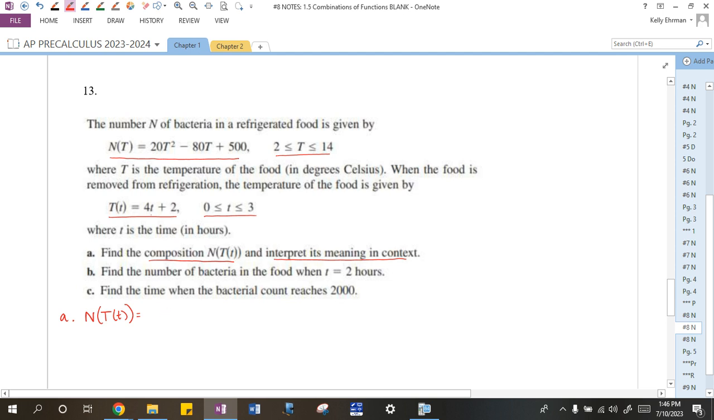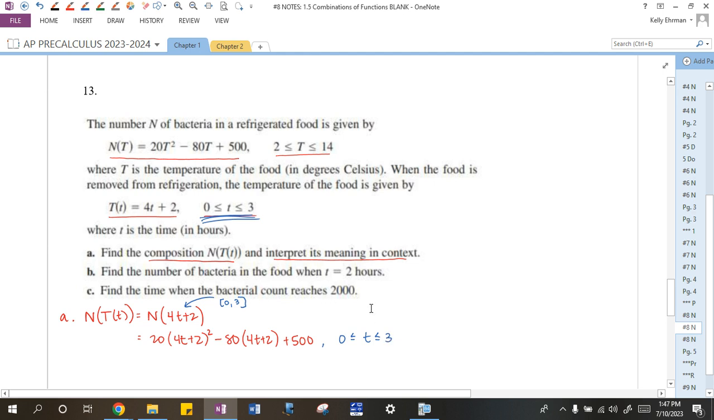So we're plugging, that really means N of 4T plus 2. So that's 20 times 4T plus 2, the quantity squared, minus 80 times 4T plus 2, plus 500. And remember, the domain for T was between 0 and 3. That was given to us, so that still has to carry over here.